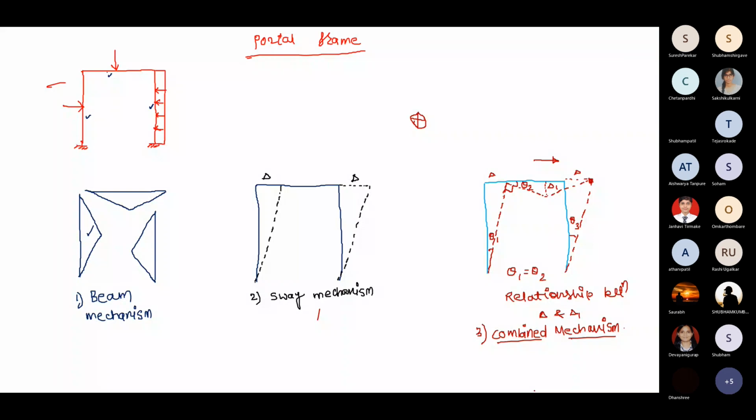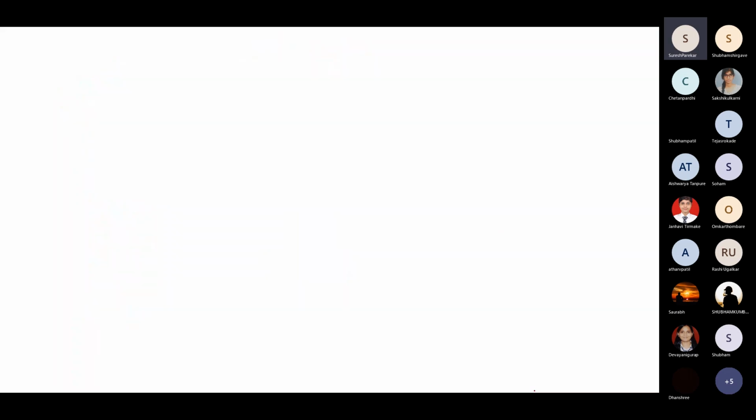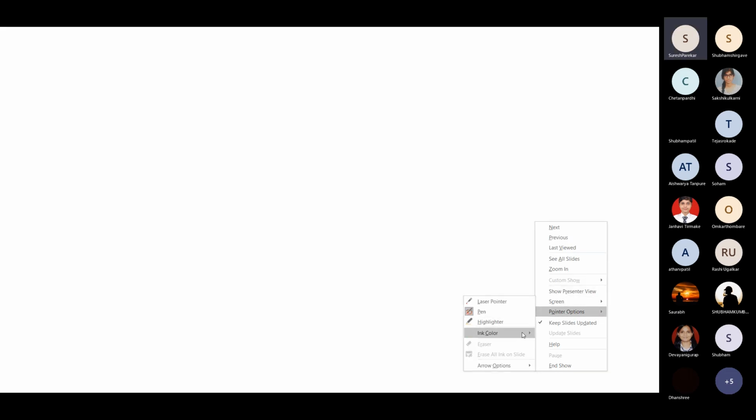Yes, sir. Yes. Now take this: analyze the portal frame as shown in figure by plastic method.